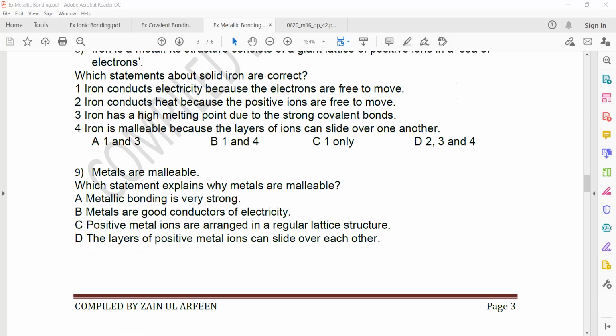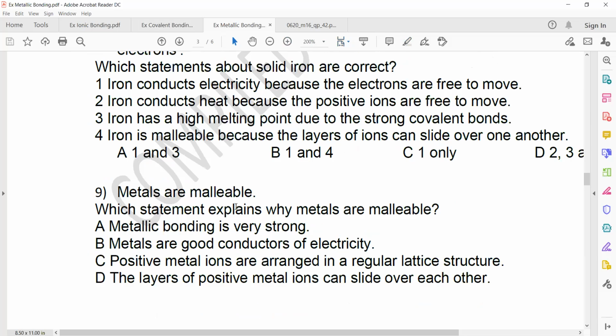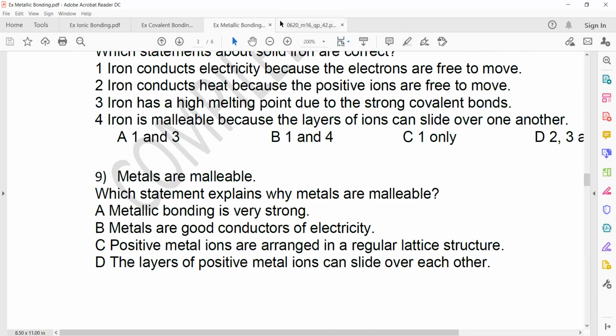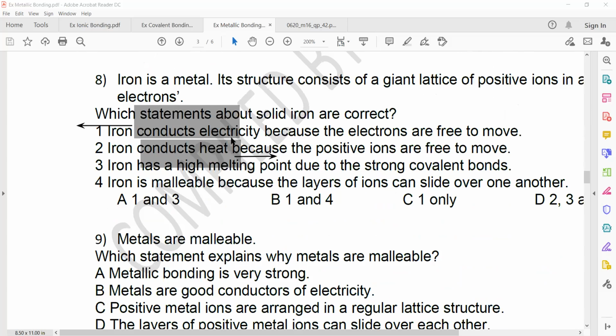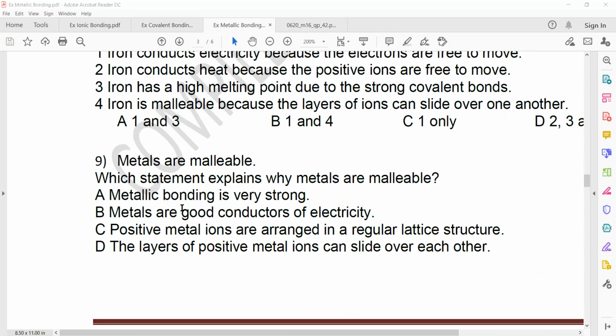Then page 3, question 9. Metals are malleable. Malleable means you can hammer them into different shapes or sheet. What is the reason why they are malleable? Because you can see this is a structure of a metal and these layers can slide over each other without breaking. Means one layer can pass over the other layer without breaking. That's why we call them malleable. Metallic bonding is very strong, but that's not the reason for being malleable.